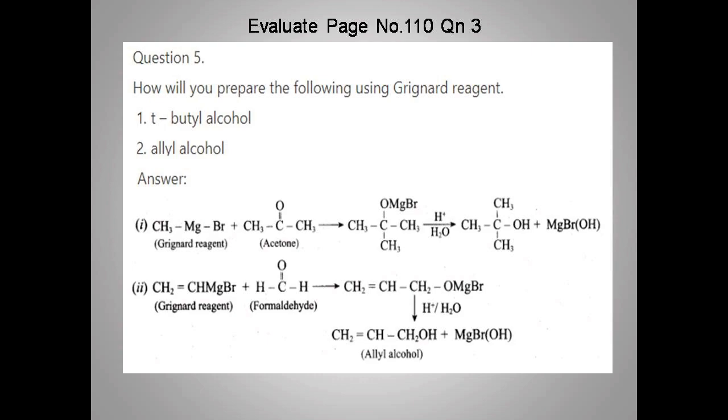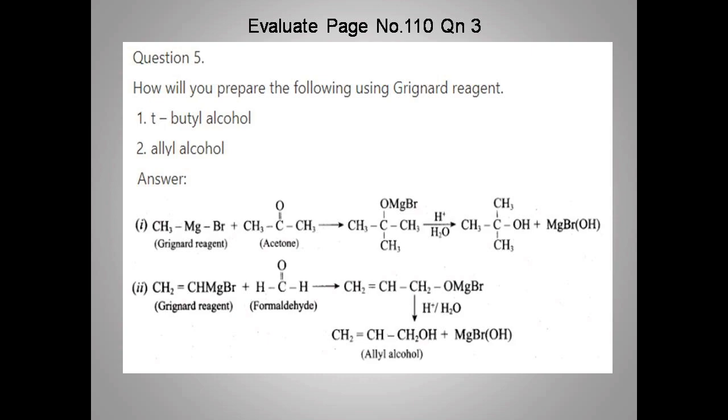Third question in evaluate, page number 110. Here tertiary butyl alcohol and allyl alcohol we have to produce with the help of Grignard reagent. Grignard reagent is methyl magnesium bromide. To produce tertiary butyl alcohol we need acetone. We already saw this preparation. Please refer to your tertiary butyl alcohol preparation. The same preparation is what we are giving here.